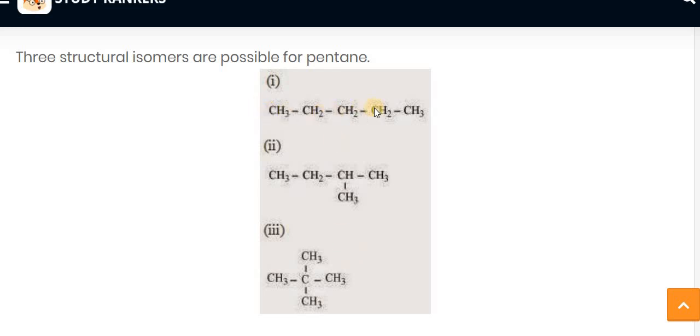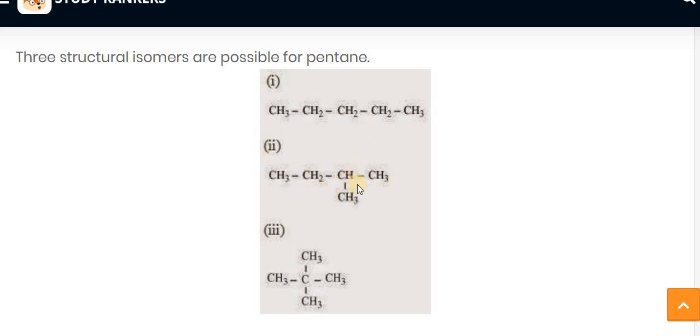Here in the first one, all the carbons are attached with covalent bonds in a straight line. So this kind of structure we consider as a chain form. Whereas in the second kind of structure, you can see that at the third carbon a branch arises, and at that branch the CH3 is attached. So CH3, CH2, CH, here one branch arises, and again the CH3.